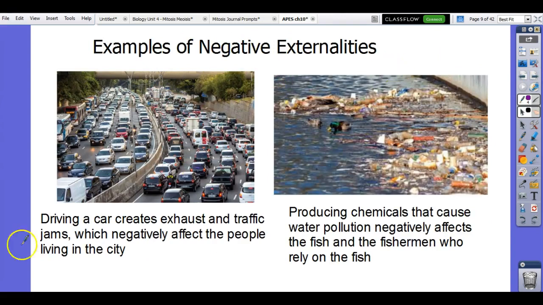Negative externalities. Driving a car. So you're driving a car. How does it affect other people? Well, it creates exhaust and traffic jams. So by you driving a car, you're creating more exhaust, which is going to negatively impact the air quality. Or producing chemicals that cause water pollution, it negatively affects all the others that are affected by that river, the fish and the fishermen who rely on the fish in that river. So your action impacts other people.